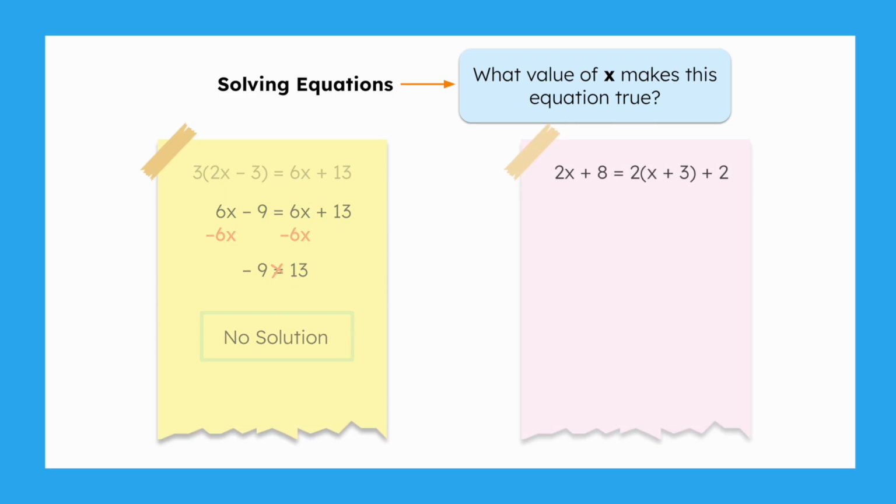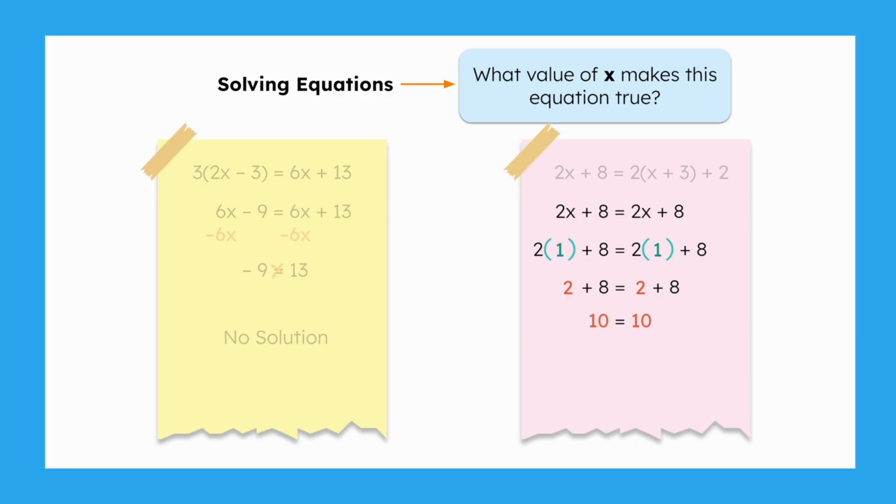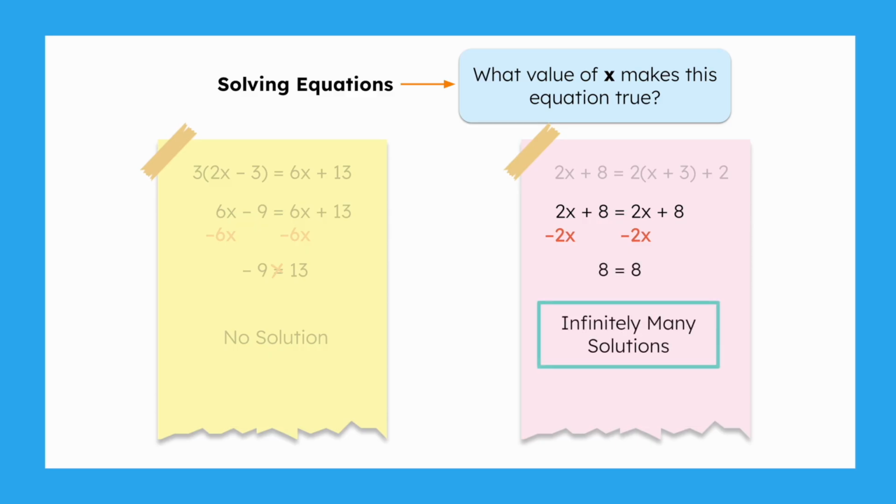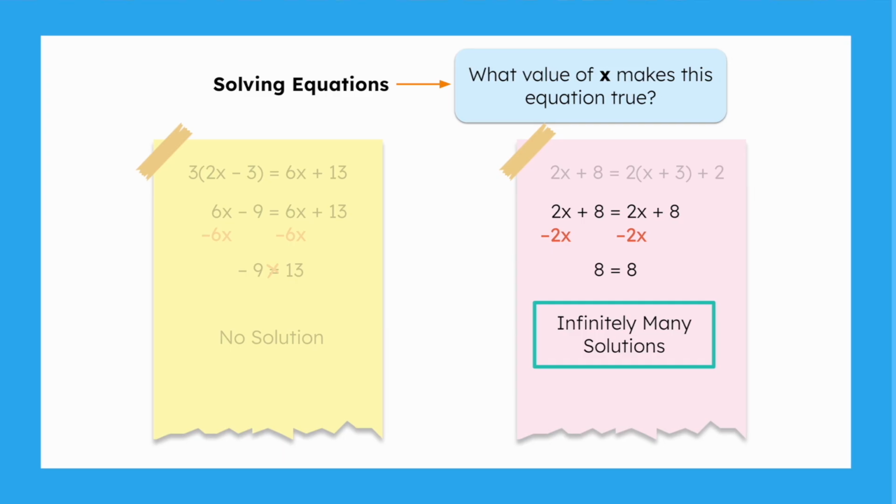Now let's look at what's going on with this second equation. After simplifying, I have 2x plus 8 equals 2x plus 8. I can already tell, and I'm sure you can too, that since these two expressions are identical, they'll always be equal no matter what value I substitute for x. That's because when these variable terms cancel, 8 will always equal 8. Since this equation will always be true, there are infinitely many solutions.